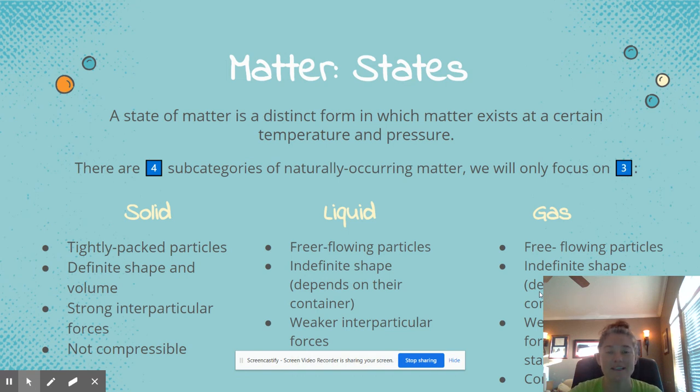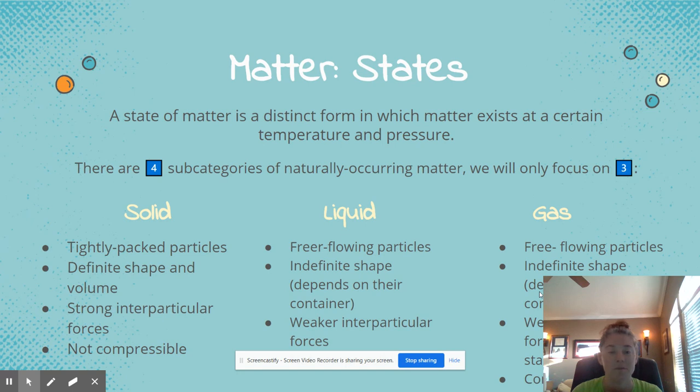A state of matter is a distinct form in which matter exists at a certain temperature and pressure. There are four subcategories of naturally occurring matter. We're only going to focus on the three. Solids, which are tightly packed particles with a vibrational energy, which means they have a small amount of energy. They are moving, they aren't completely stopped, but they're very tightly packed together.